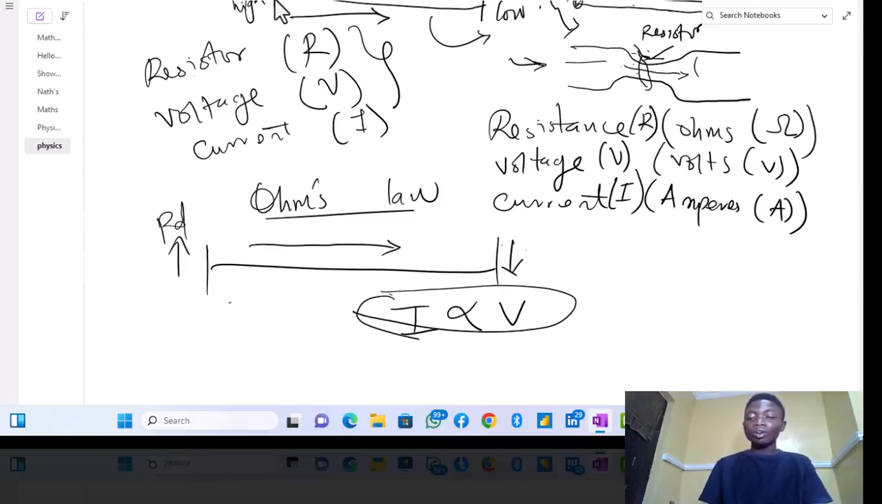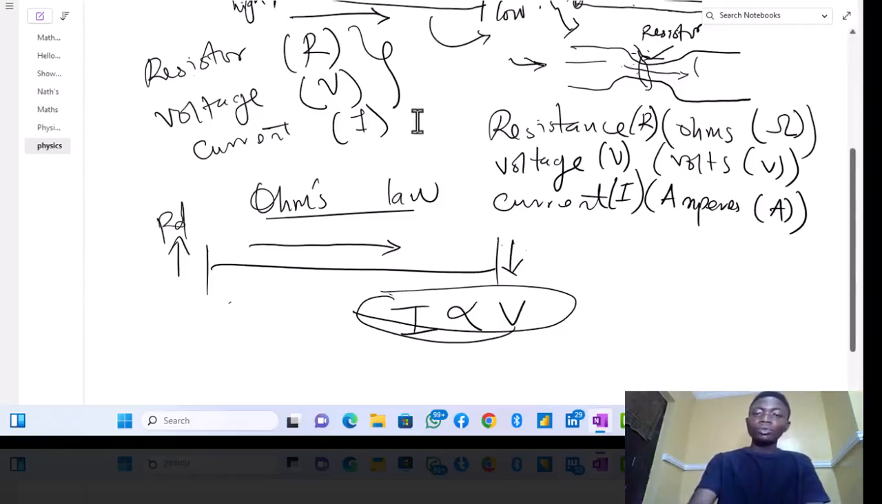It states that the current that is flowing through a metallic conductor is directly proportional to the potential difference across its ends, given that resistance and every other physical conditions are kept constant. Temperature is also part of the physical conditions. You know that every other thing is kept constant. Then we have that I is directly proportional to V.